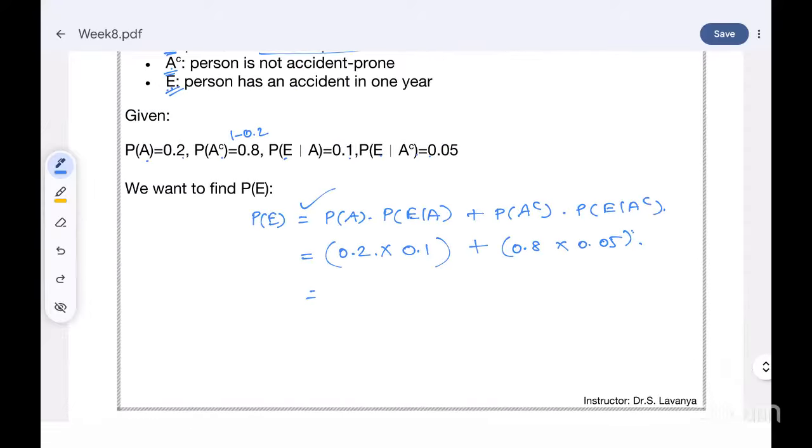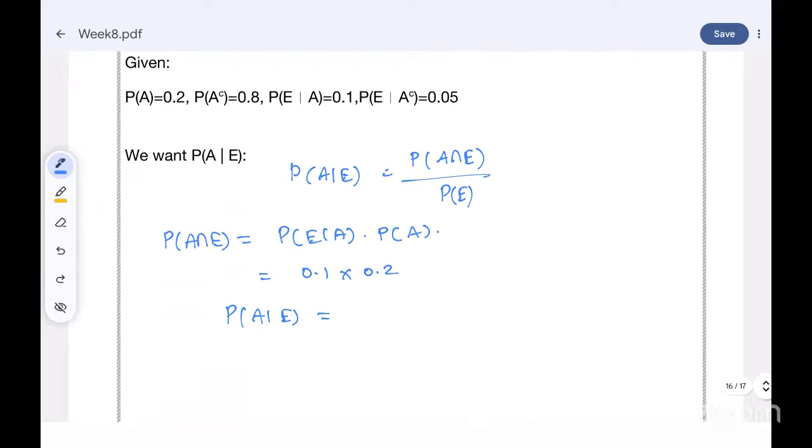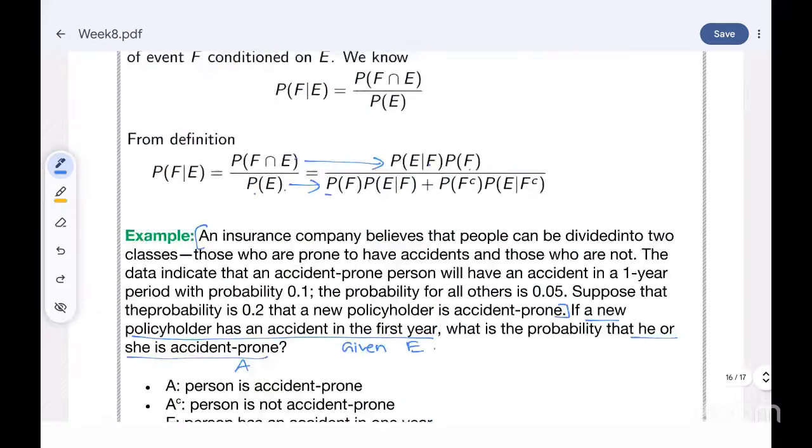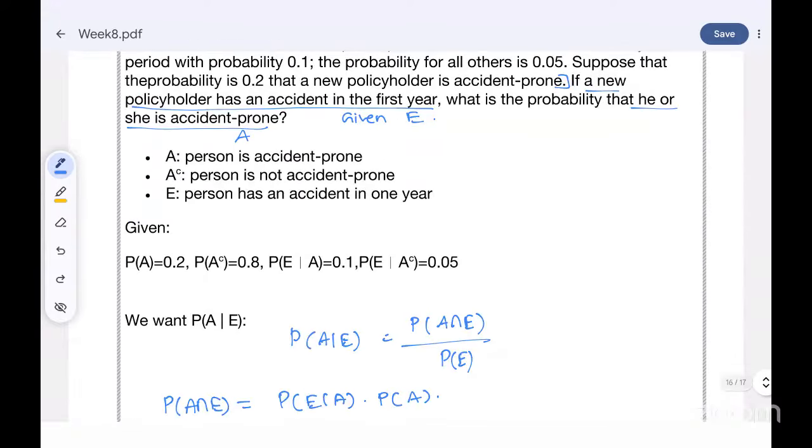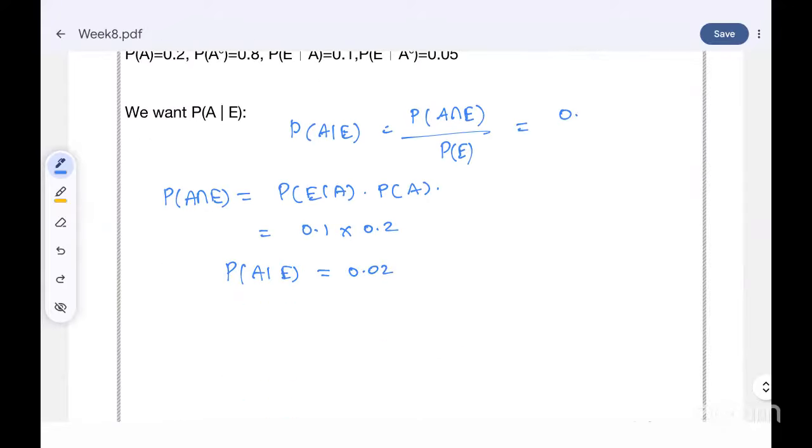So the product is 0.02. The previous one, did you calculate? It says 0.06, right? So probability of A given E is 0.02 divided by 0.06, so 1 by 3. Okay. Good.